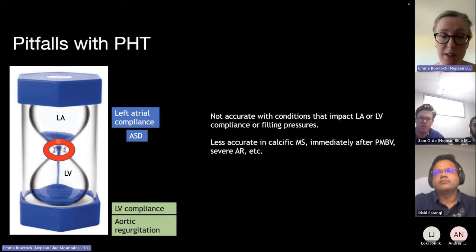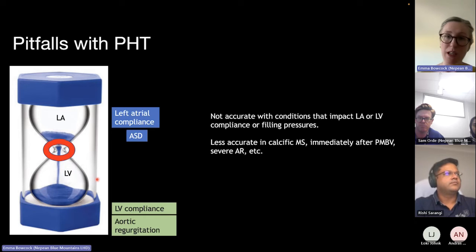the rate at which this blood is flowing through, and at which those pressures then equalize, is going to be dependent on how stiff the left atrium is, whether there's a shunt in the left atrium up here and blood is all going across to the right side, how stiff the left ventricle is, and whether there's things like aortic regurg coming back through, increasing that left ventricular end diastolic pressure with AR. So all of these things can interfere with pressure half time, and therefore interfere with what calculation you get for mitral valve area.